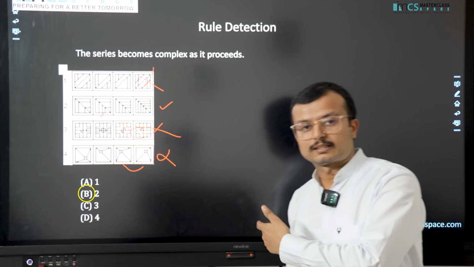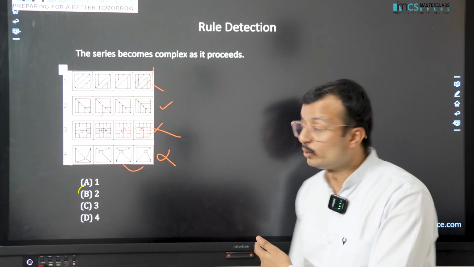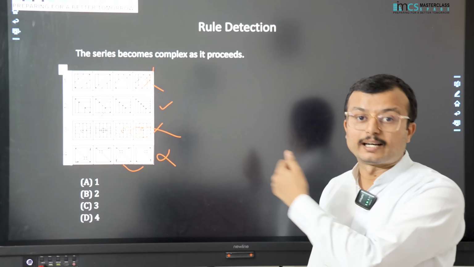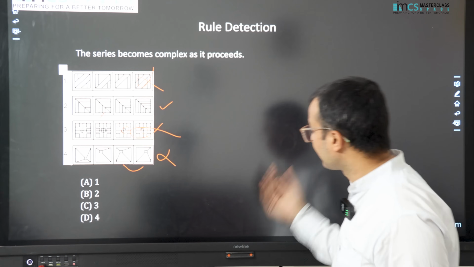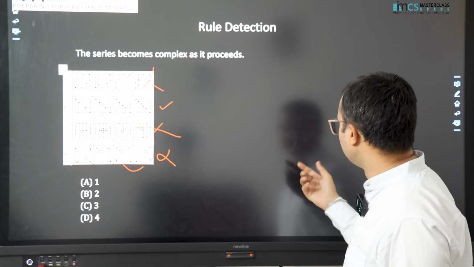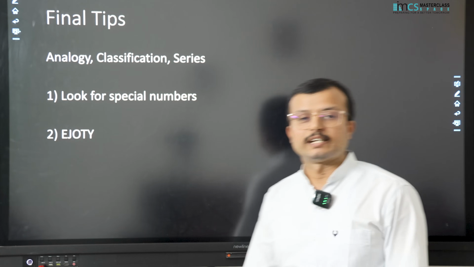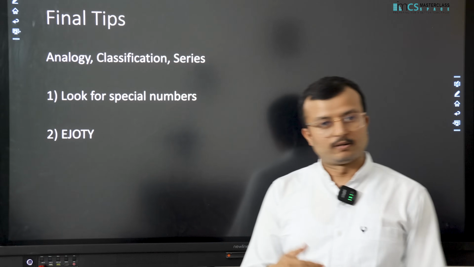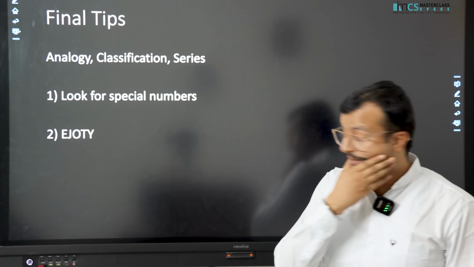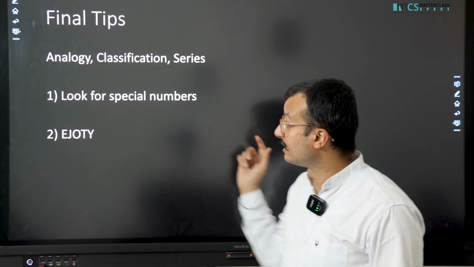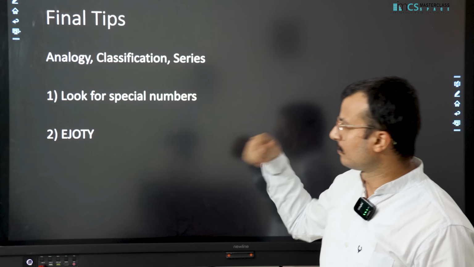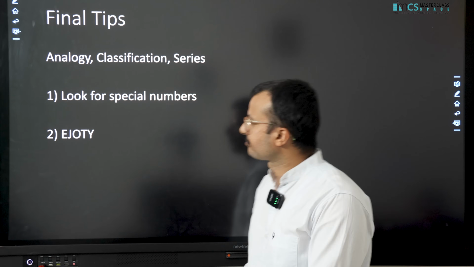Okay. So these are the kind of questions you encounter in rule detection, and that's how you can get hold of them. Fine. So essentially we have covered examples of all the 10 topics which are included in BITSAT Logical Reasoning. However, there are some final tips for each of them.